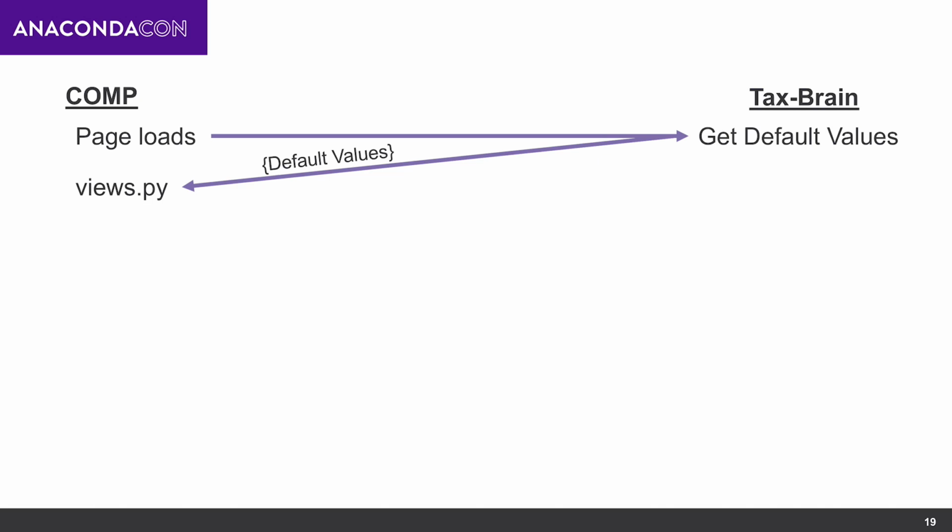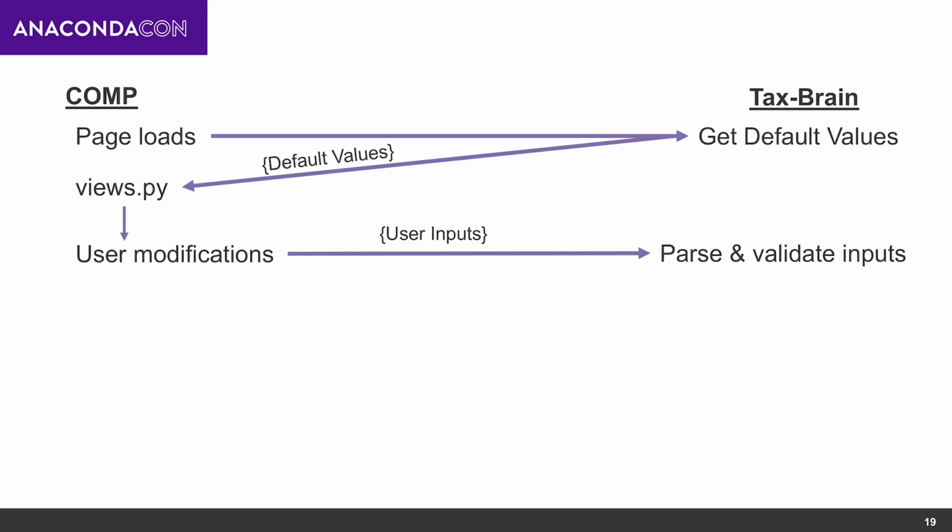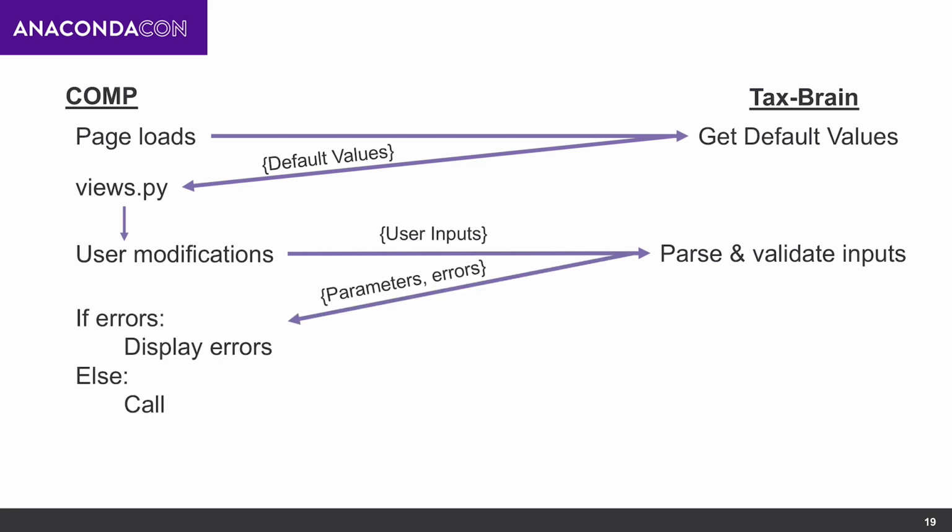So what just happened when Anderson went to TaxBrain and changed some values and submitted a simulation? So first, the page loads, and COMP gets default values from TaxBrain. And so those are loaded up in this views module and shown to the user. The user makes some modifications to those parameters. Those go through some preliminary checks by COMP to make sure there's nothing malicious there, and then they're passed to TaxBrain. And TaxBrain does some more model-specific validation and parses those parameters into the format that it wants them to be in.